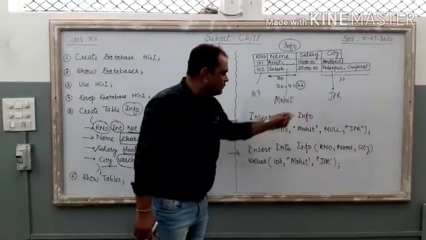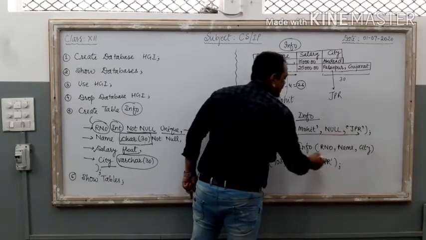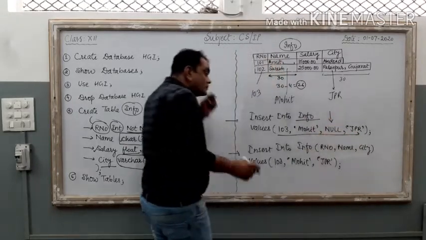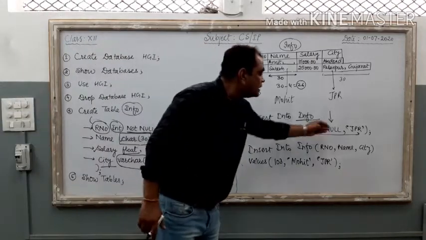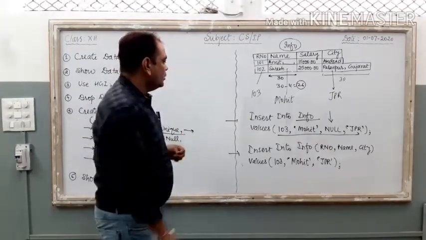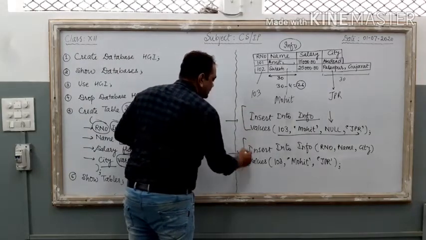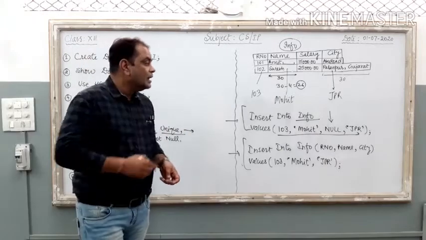If you are using the full table info, here sequence is important. Here if you want to insert null, then you just use null at a particular position, right? So these are the two insert into command formats. I hope it is clear to you all.